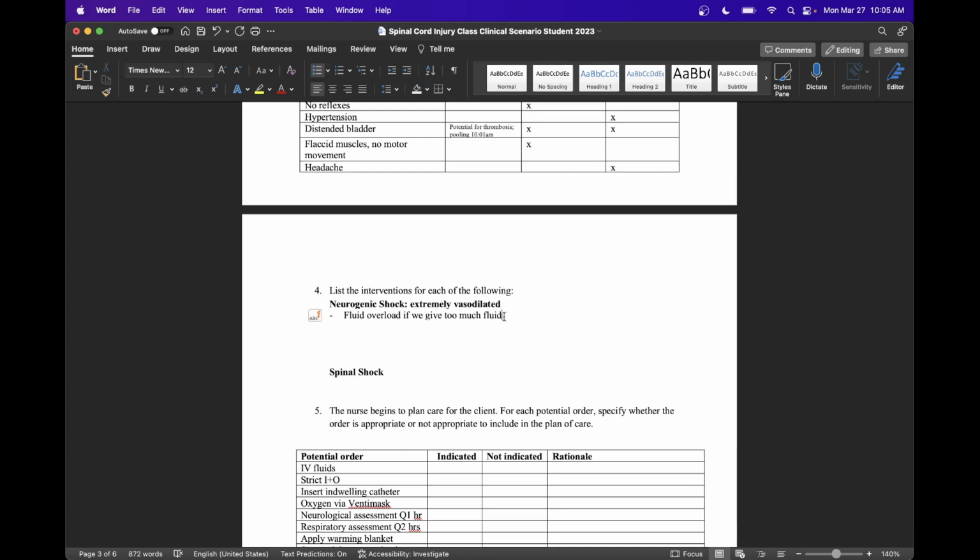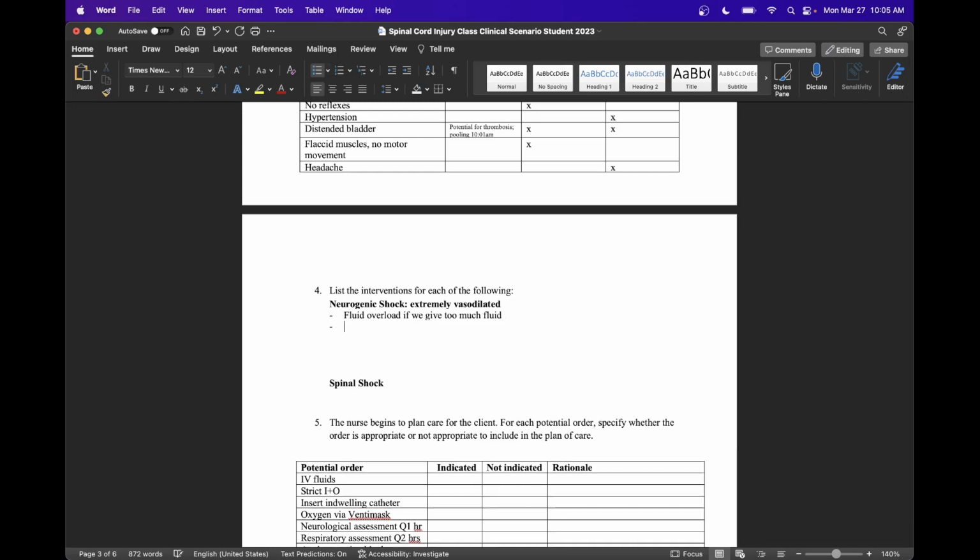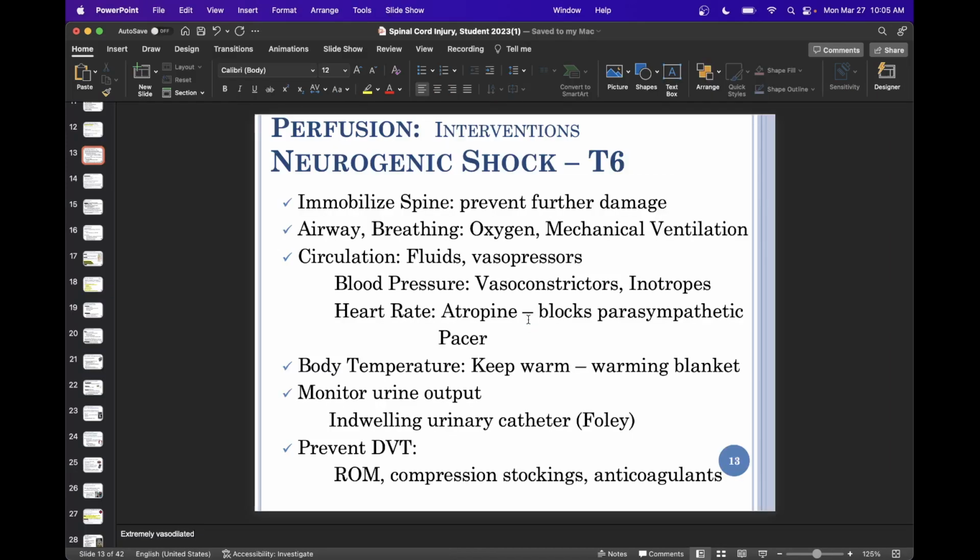Okay. So I can give fluids and vasopressors, that's for the blood pressure. What can I do for the heart rate? Atropine. If it stays low, I give the atropine.